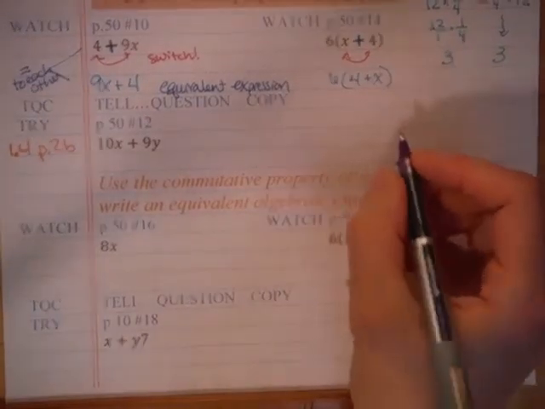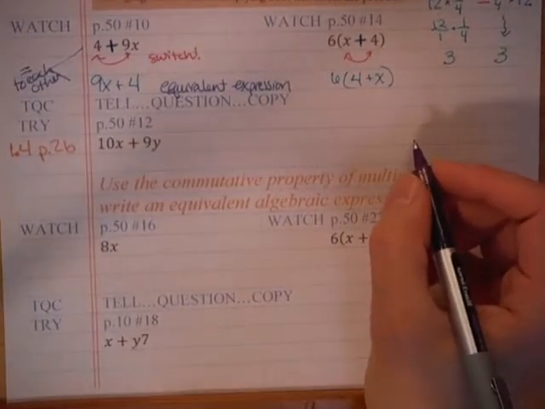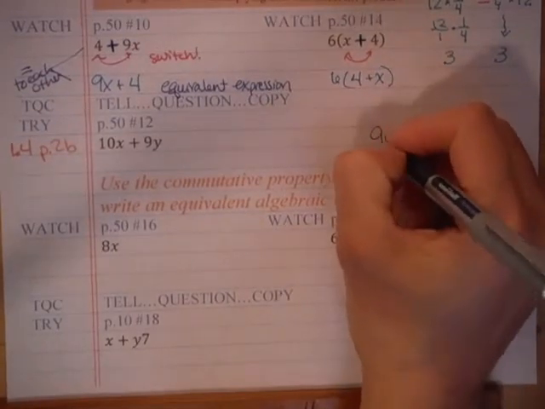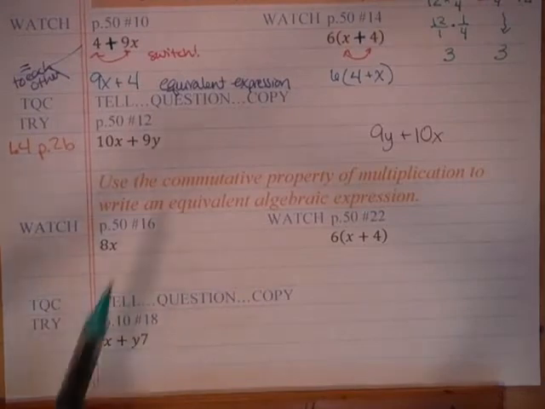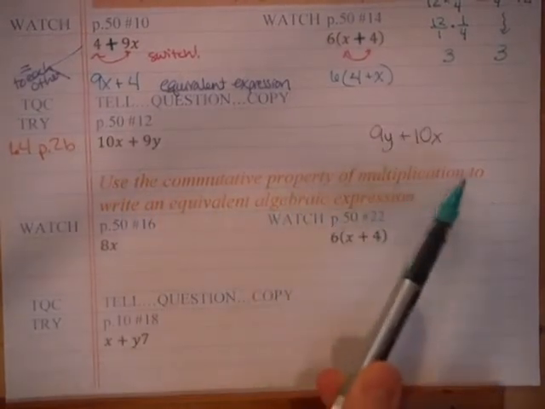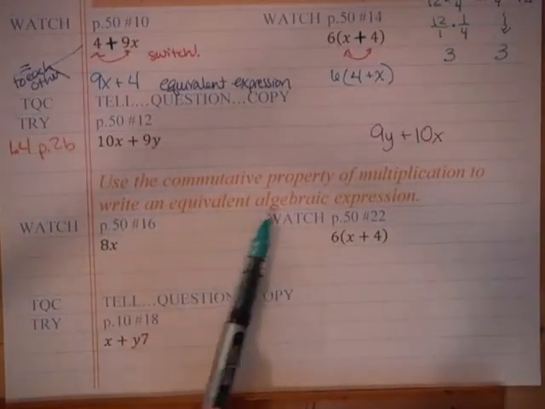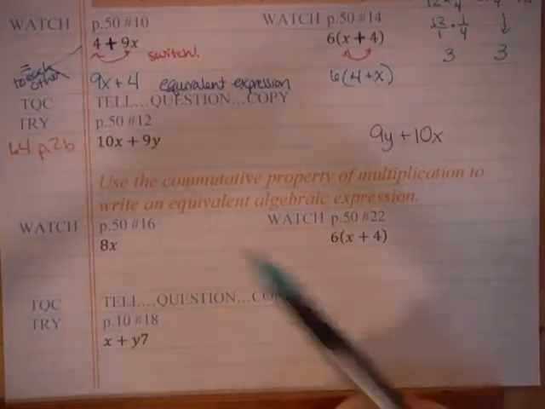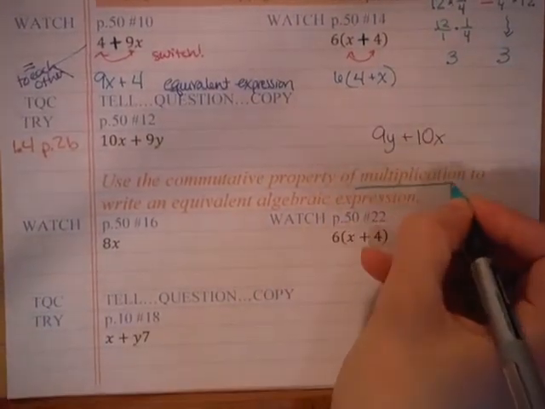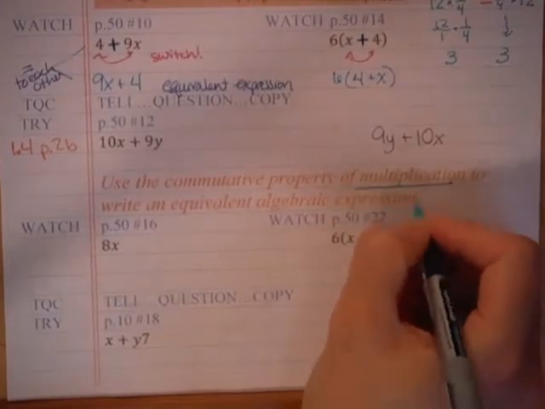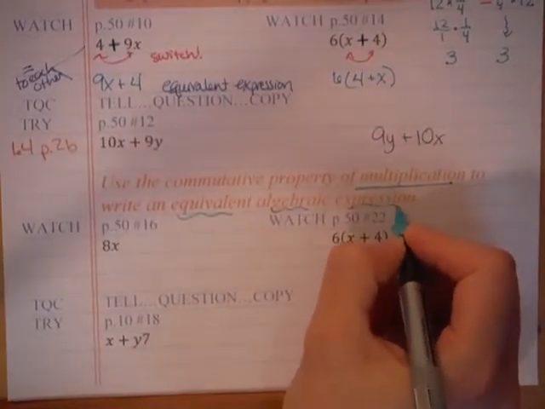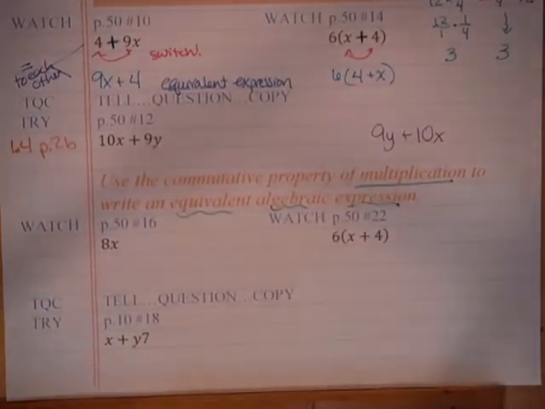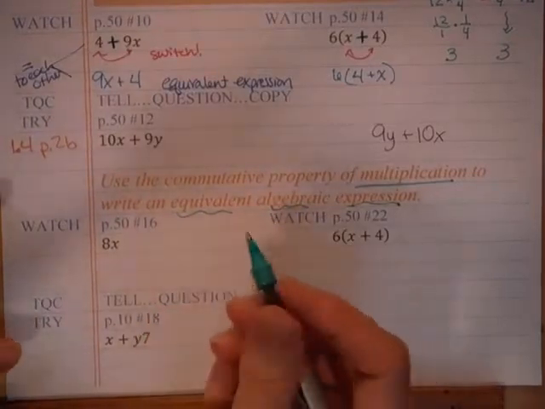Okay, so applying the commutative property of addition, we switch those around and end up with 9y plus 10x. The next set of instructions say use the commutative property of multiplication to write an equivalent algebraic expression. So now we're looking for where that multiplication is happening, and we're going to switch around those two. And again, we're coming up with an equivalent algebraic expression when it's all said and done. These will definitely have an unfinished feel. If you've had any algebra experience at all, it will feel very unfinished here.